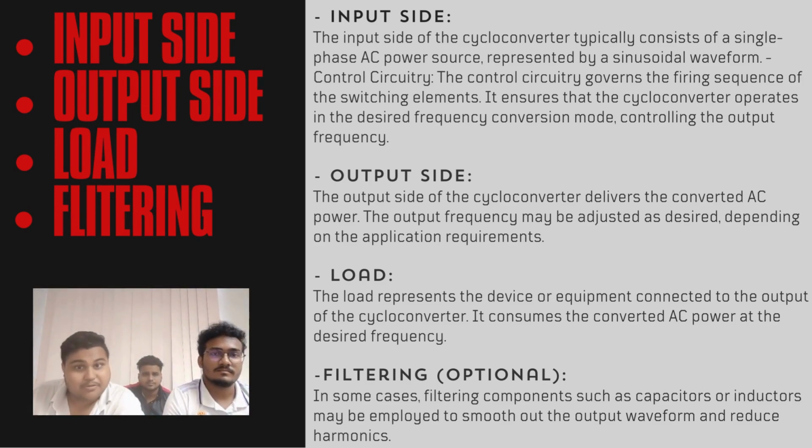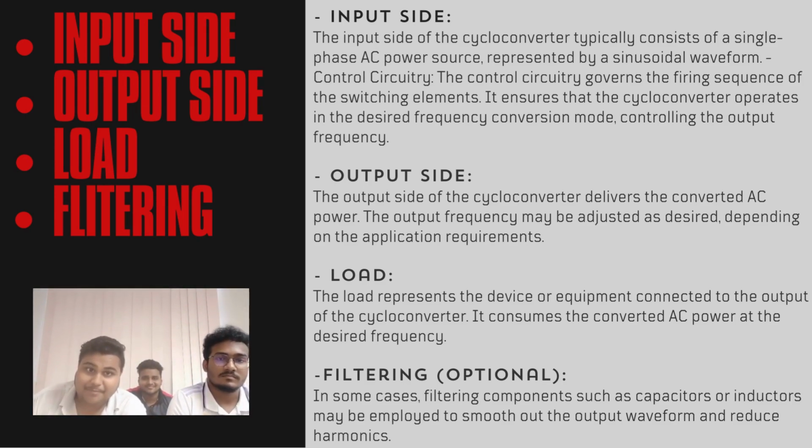Input side, output side, load, filtering. Input side. The input side of the cycloconverter typically consists of a single phase AC power source represented by a sinusoidal waveform. Control circuitry. The control circuitry governs the firing sequence of the switching elements. It ensures the cycloconverter operates in the desired frequency conversion mode, controlling the output frequency.